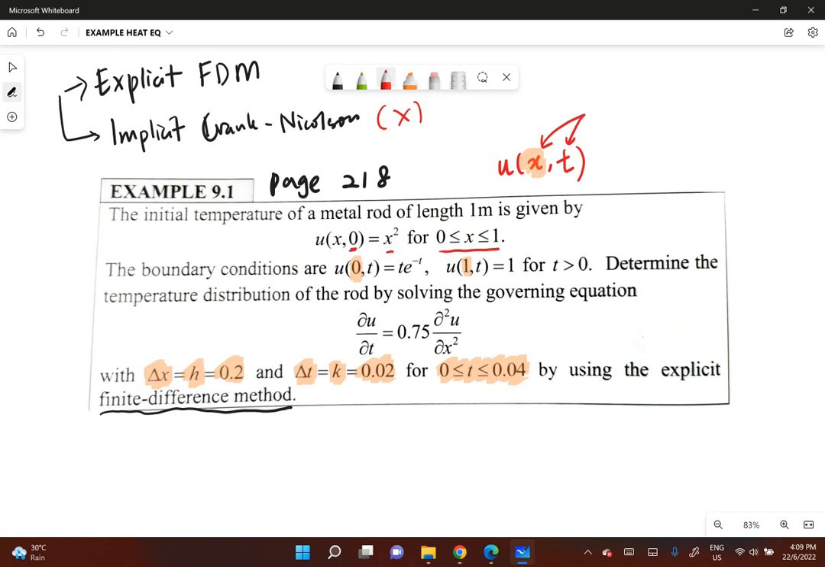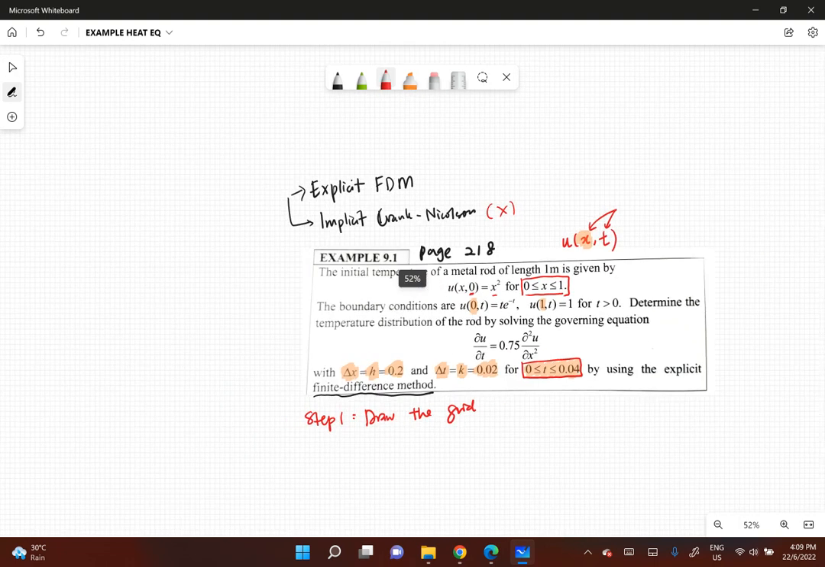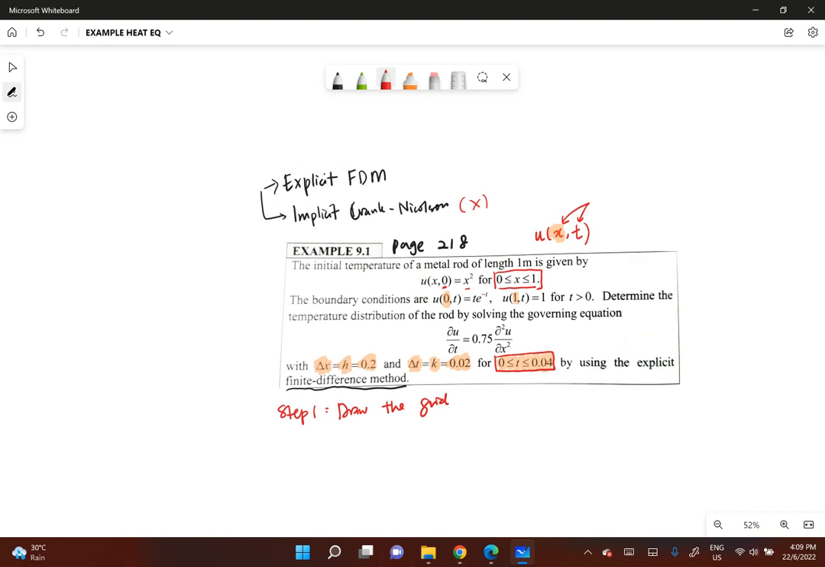Okay, so now the information given is x is from 0 until 1, and t is from 0 until 0.04. This is the information that's given. So we start with step 1: we have to draw the grid. The grid means we have two axes. One is the x-axis, another one is the y-axis, where the y-axis is t.